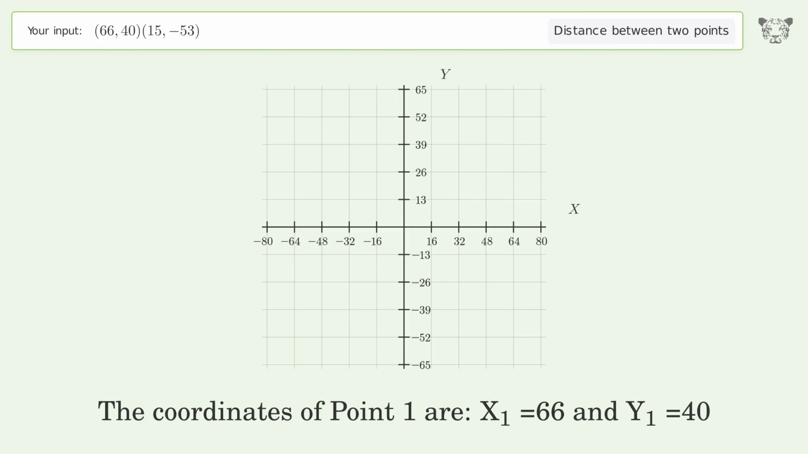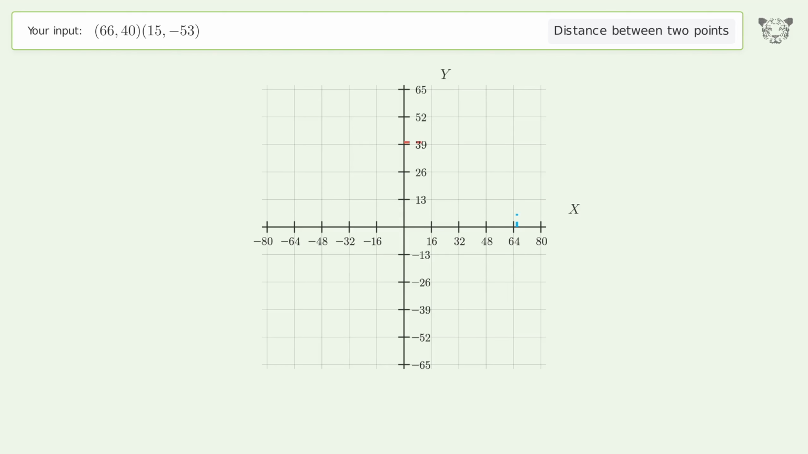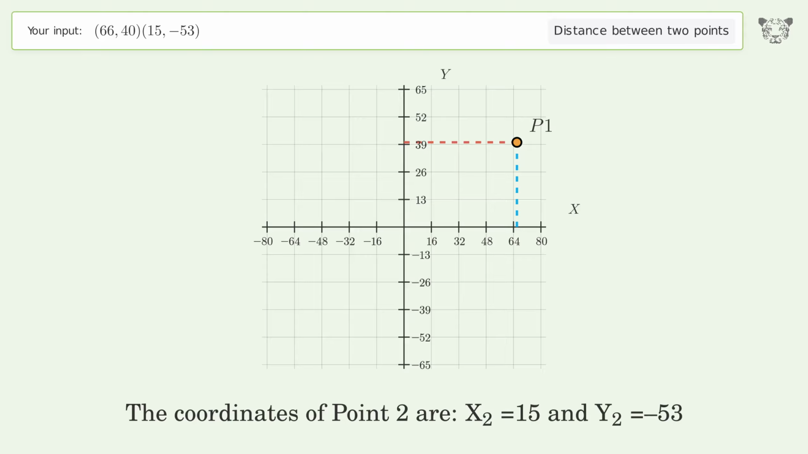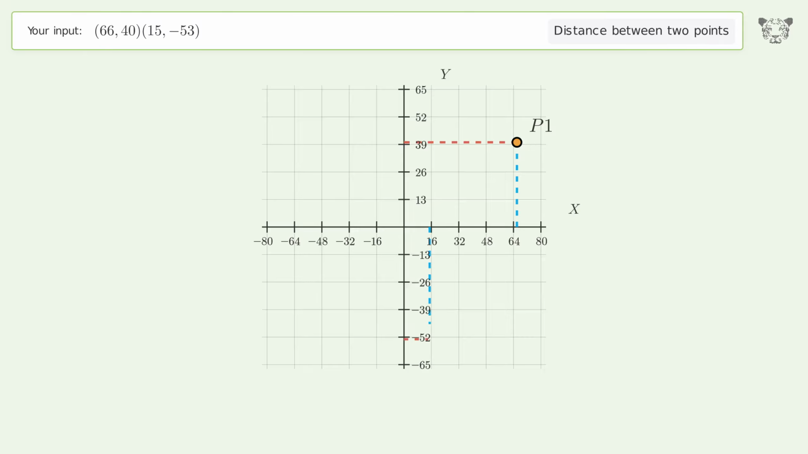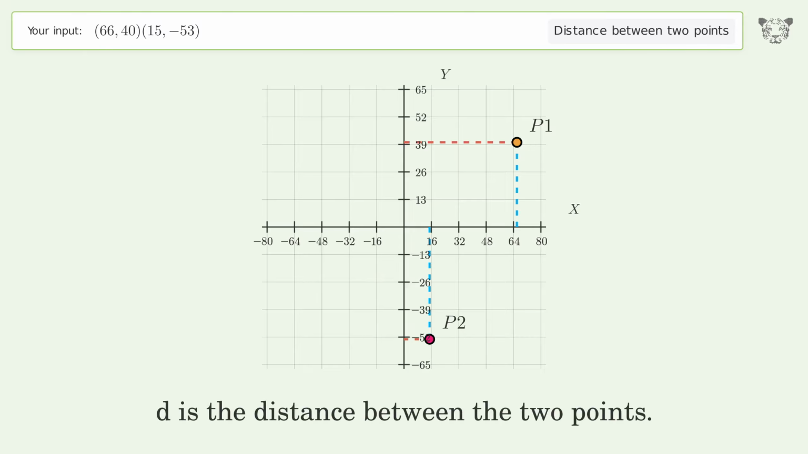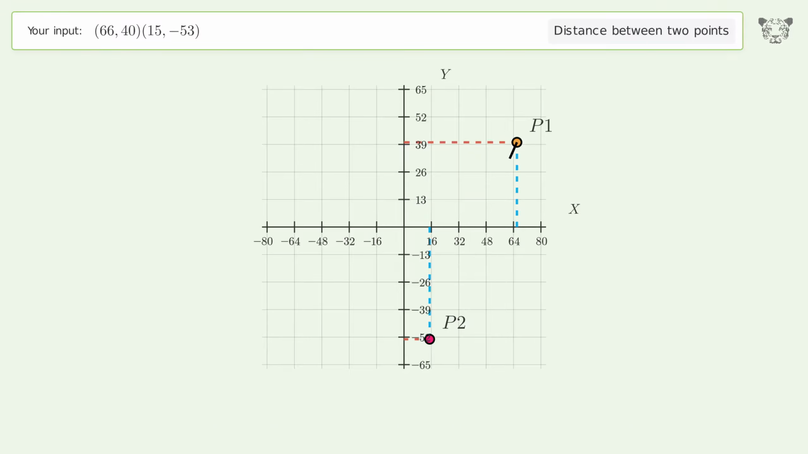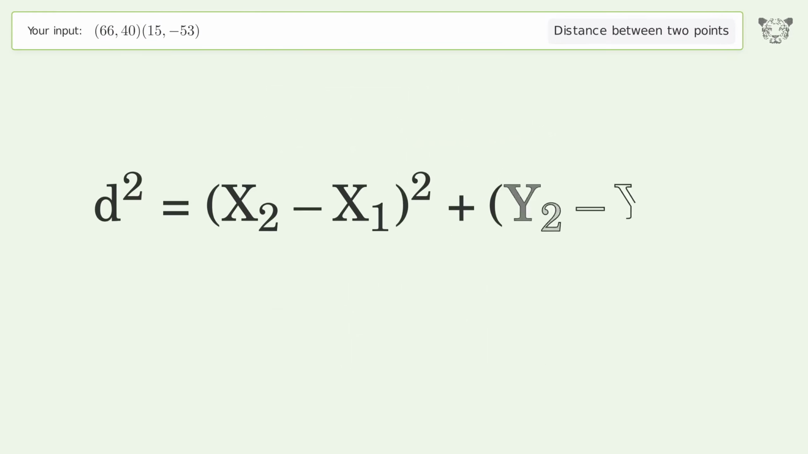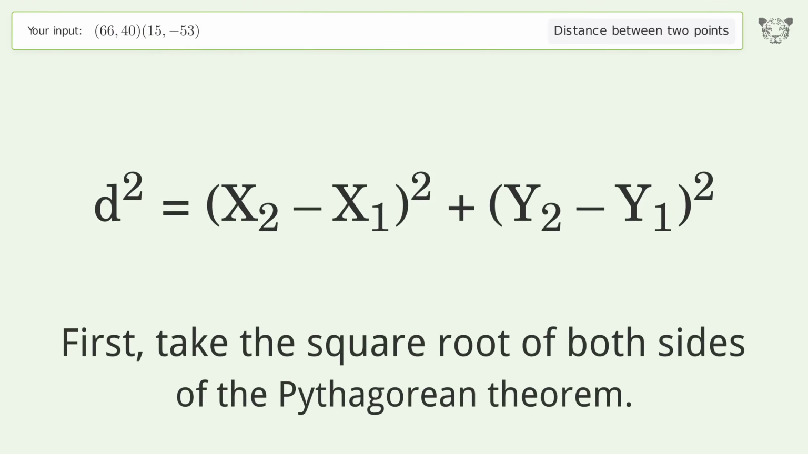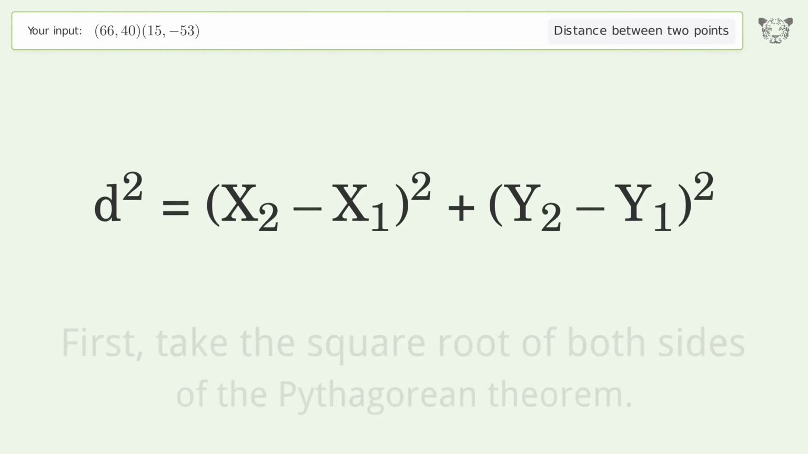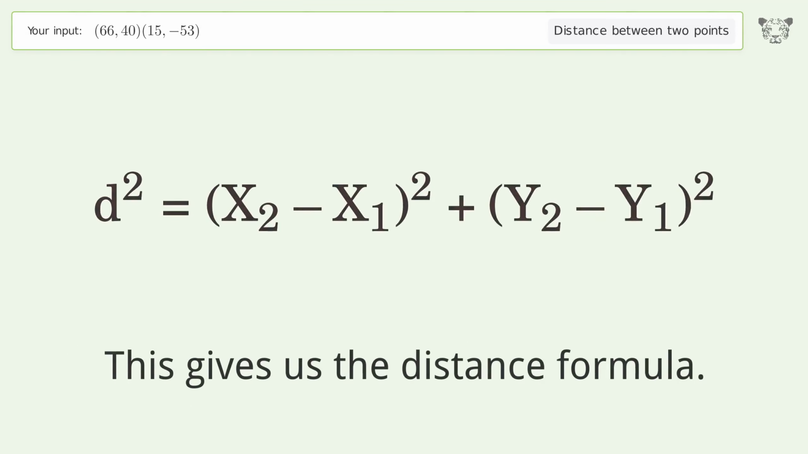The coordinates of point 1 are x1 equals 66 and y1 equals 40. The coordinates of point 2 are x2 equals 15 and y2 equals negative 53. D is the distance between the 2 points. First, take the square root of both sides of the Pythagorean theorem. This gives us the distance formula.